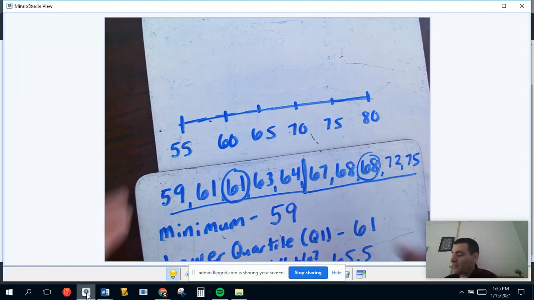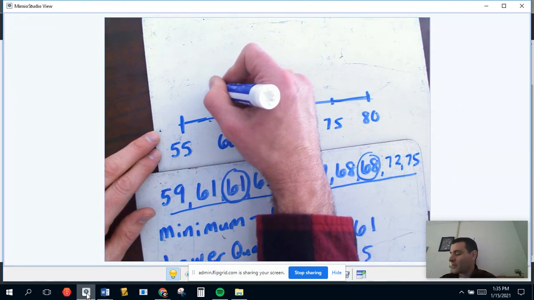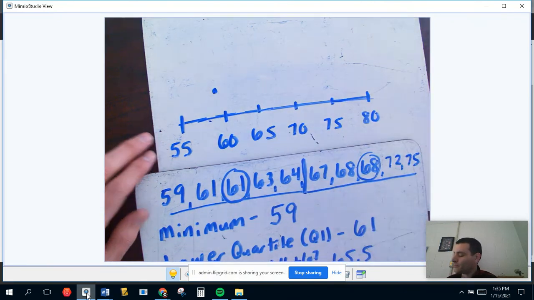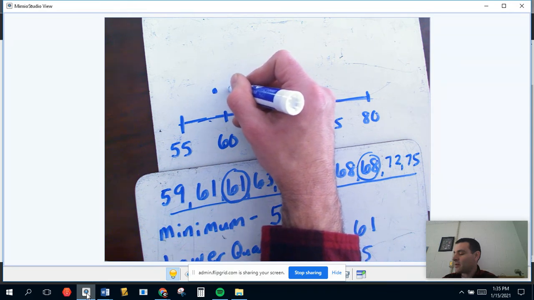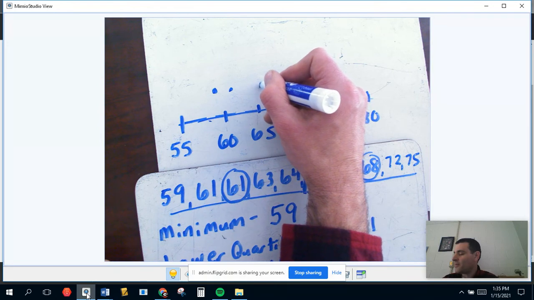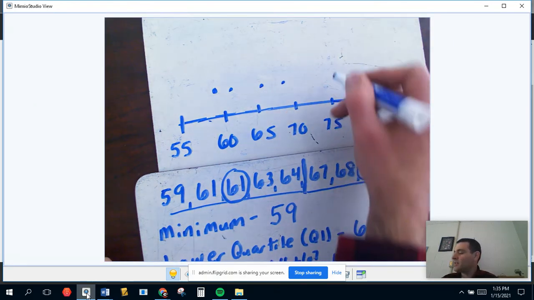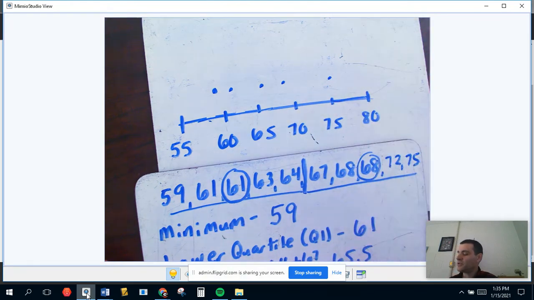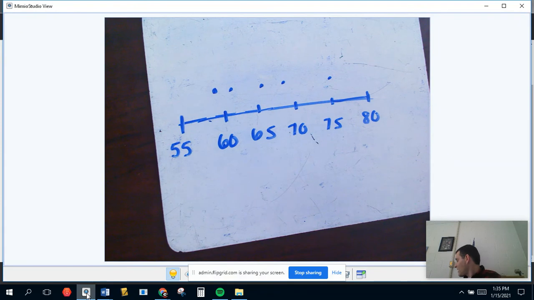The minimum was 59. So what we do is put a dot right here for 59. So we're right there. The lower quartile is 61. So I'm going to put a dot there. I'm going to keep putting dots for each of these, just approximating where they are. 68 and 75. Okay, so notice I approximated, and that's reasonably close.